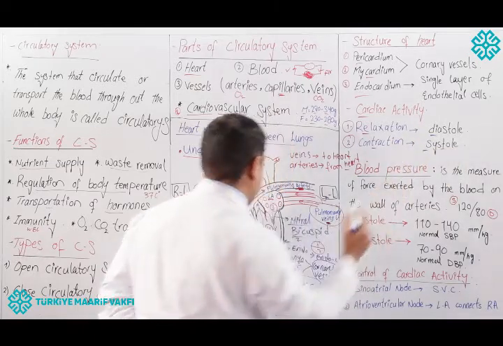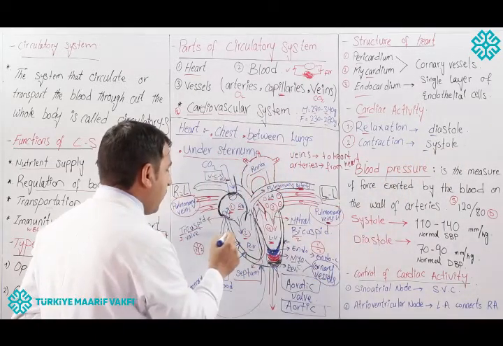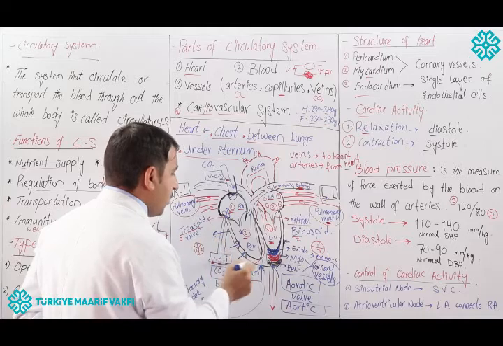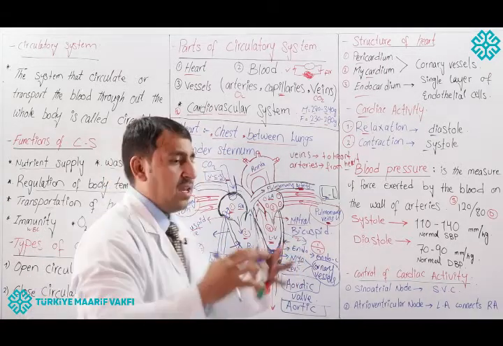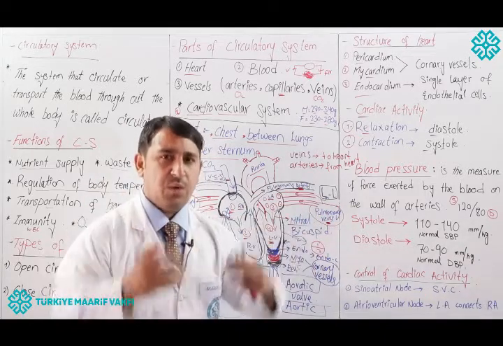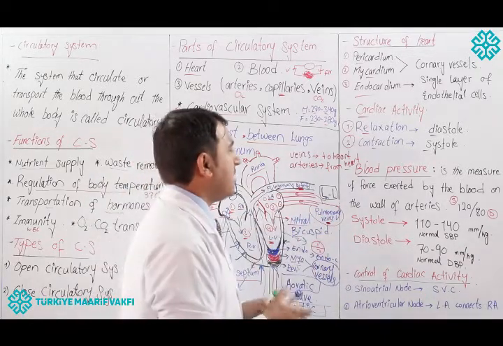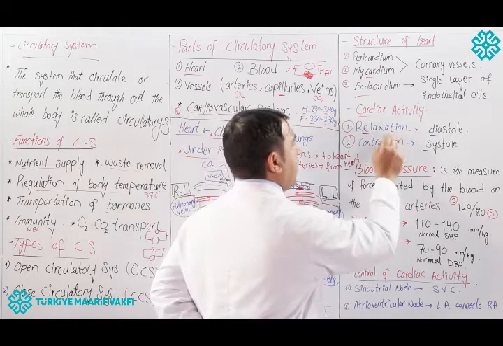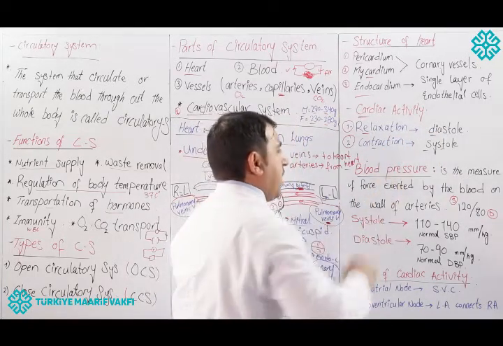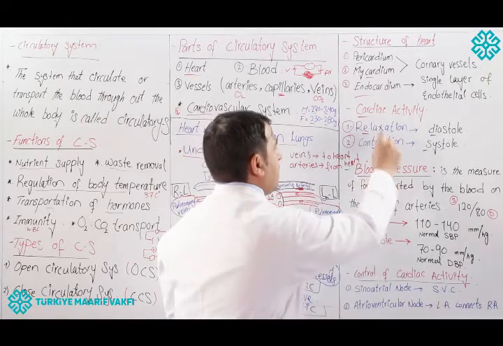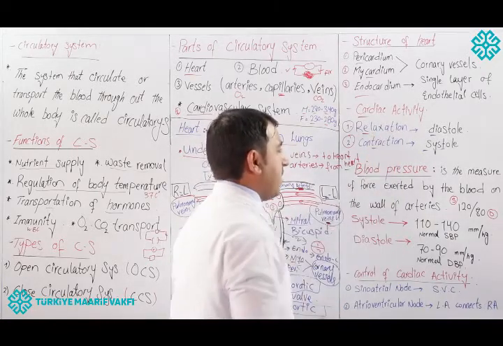And the relaxation state is when the muscles go to the relaxed state. When they go to the relaxed state, they are filling with the blood. So that state is named as relaxation or diastole. Now we have blood pressure. The blood pressure is controlled by this contraction and relaxation.